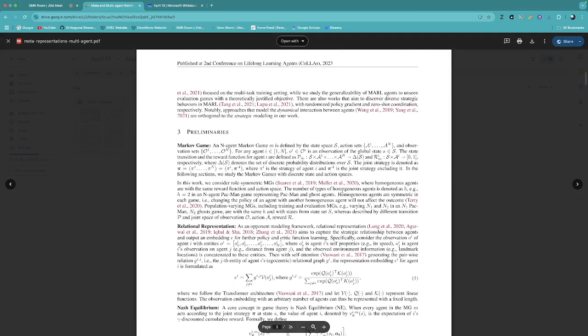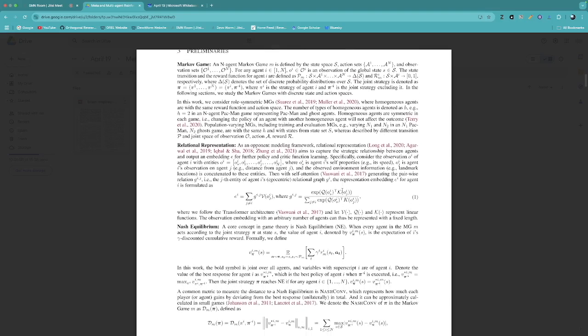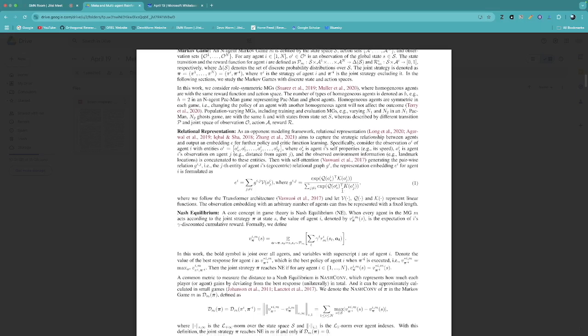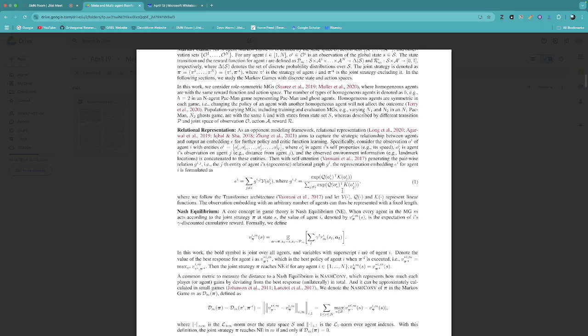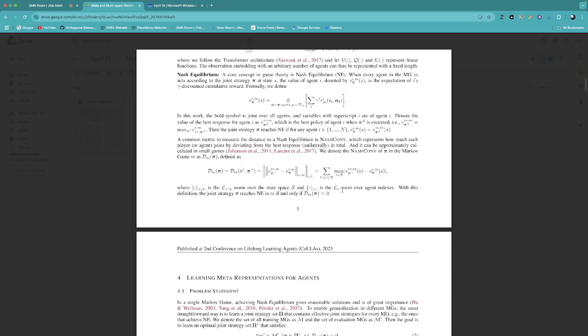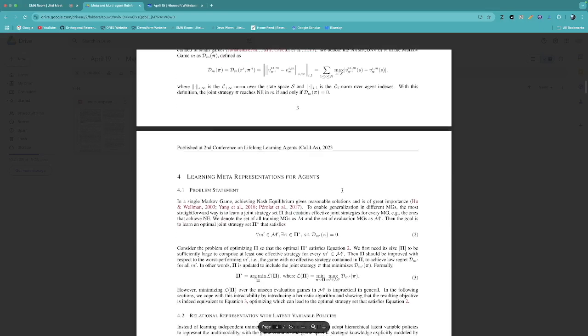They're basically defining the Markov game mathematically, this relational representation, which is some sort of, I guess, a meta representation that we can use for further evaluation, and then defining things in terms of Nash equilibrium.